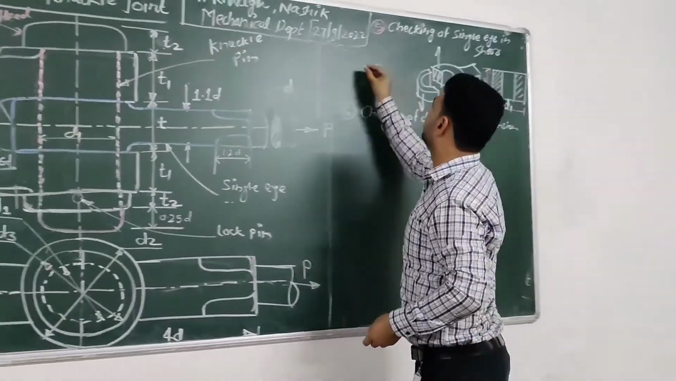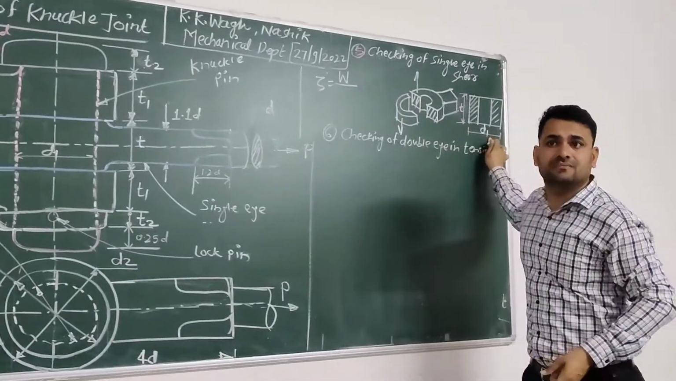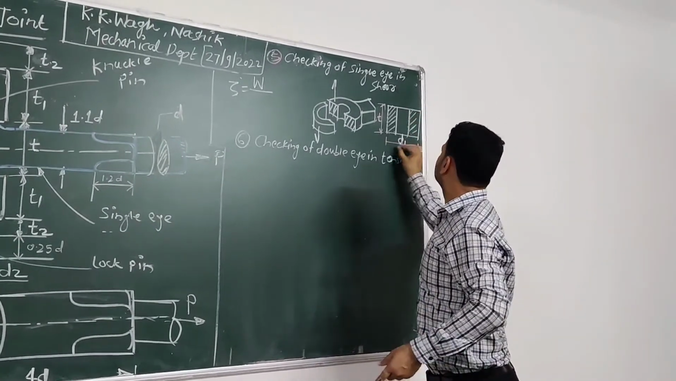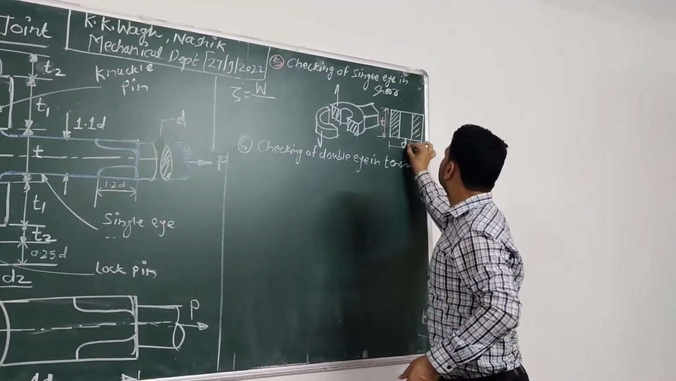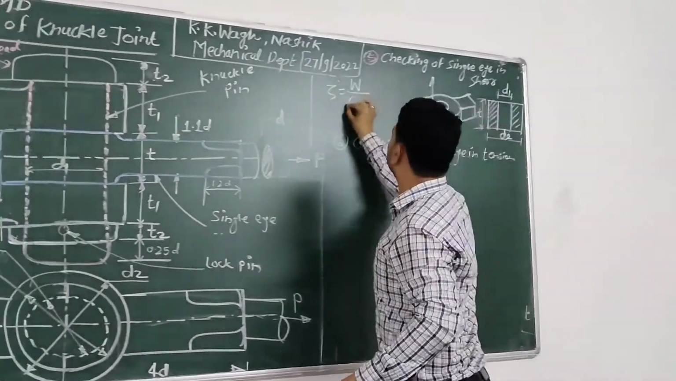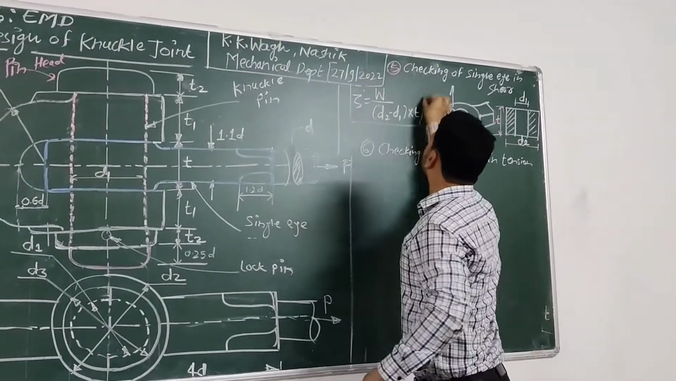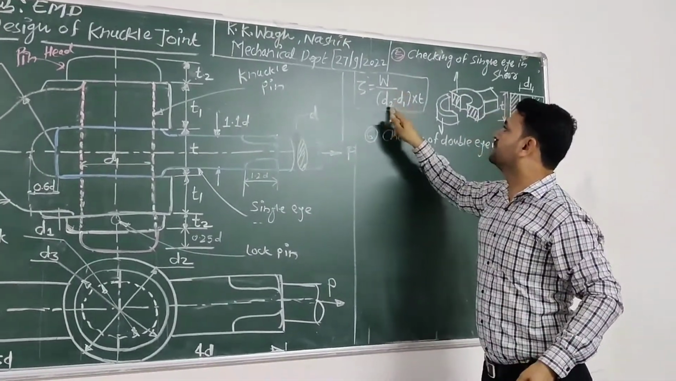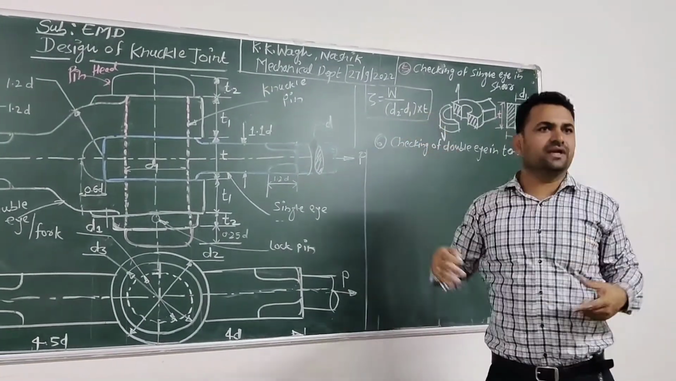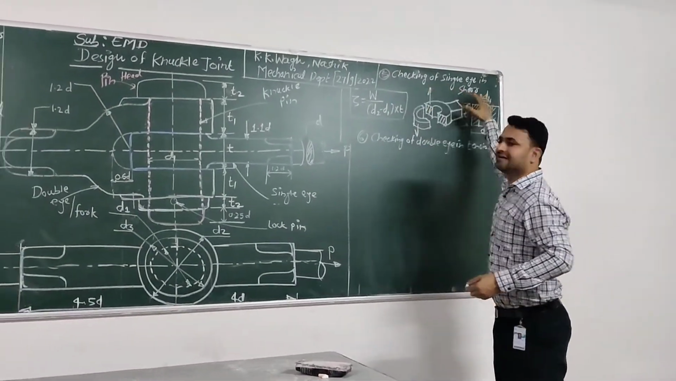So again shear stress is responsible, tau equals W divided by the area. Who will tell me what the area is? This is d1. Actually this is d2. So d2 minus d1, multiplied by t. Again we have all the values, W, d2, d1 and t. The only unknown is tau, which we calculate and check with the given value. Hence we can check the single eye in shear.